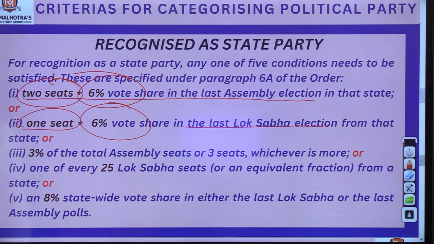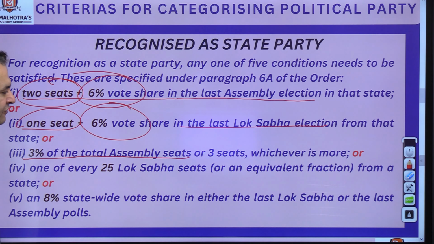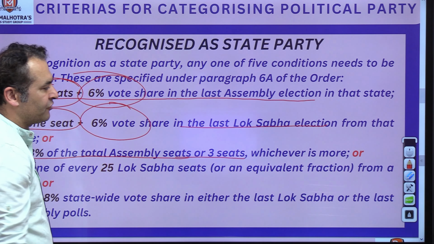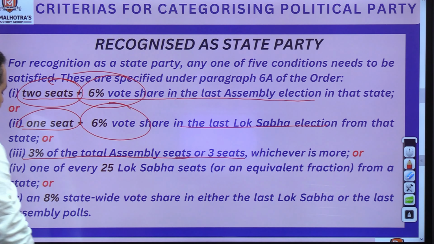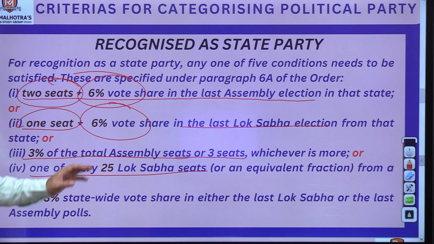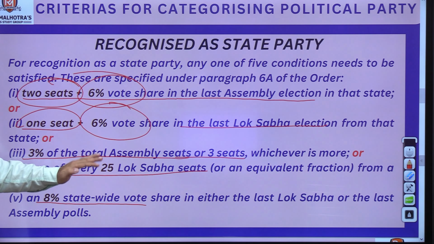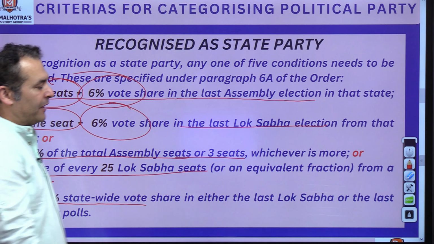Then there is a criteria of 3% of the total assembly seats, or 3 seats at least, whichever is more. Then 1 of every 25 Lok Sabha seats, or an equivalent fraction from a state, or 8% statewide vote share in either the last Lok Sabha or the last assembly polls. So on these bases a party can be recognized as a state party.